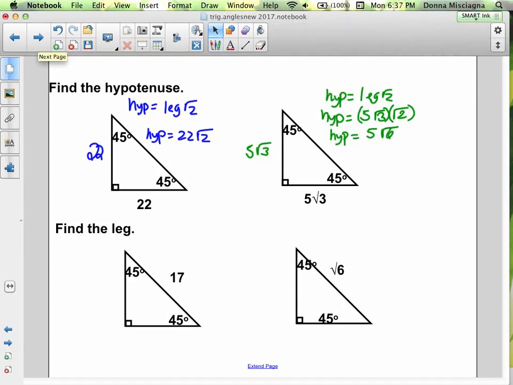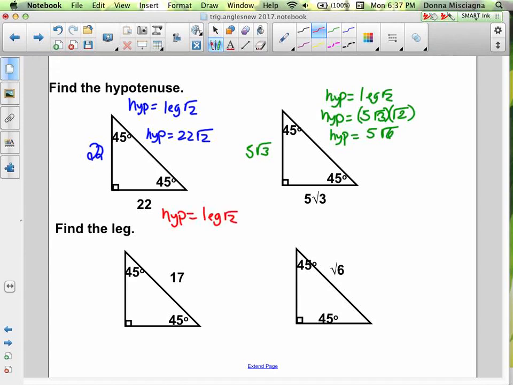Now let's go the other way. Let's find the leg if we have the hypotenuse. First one is in your notes. All right, so again, I'm just going to write hypotenuse equals leg times square root of 2. I always just use that one rather than trying to remember that leg is hypotenuse divided by square root of 2, because then I just have one formula.